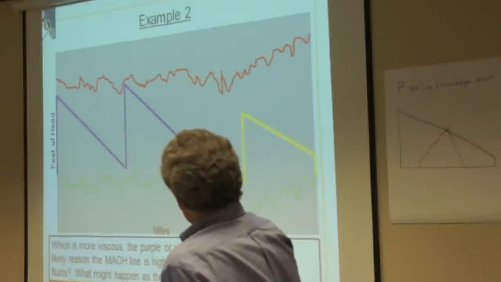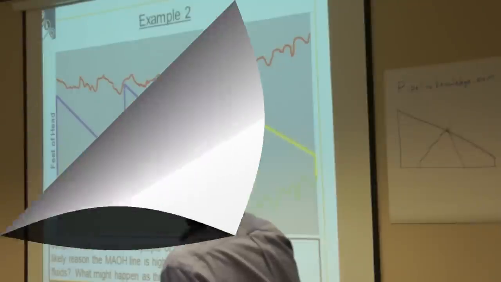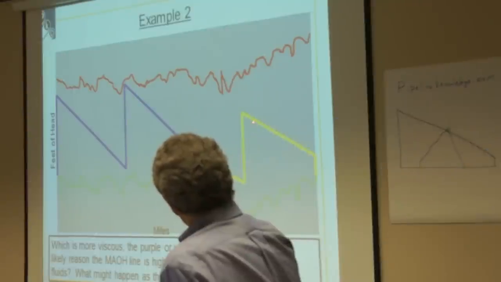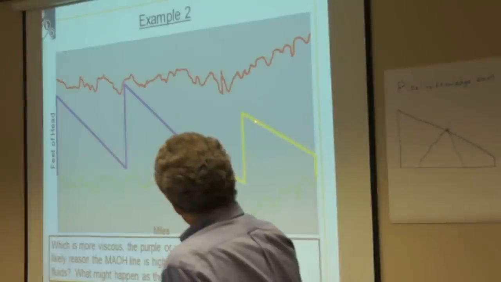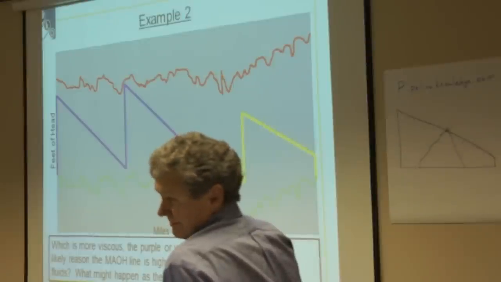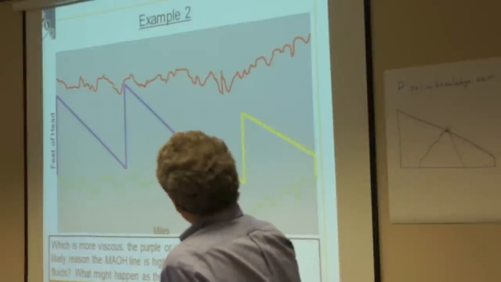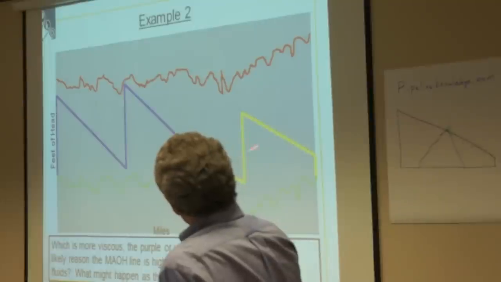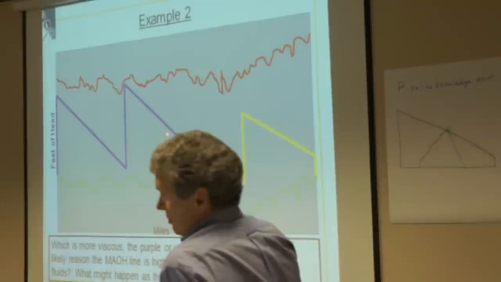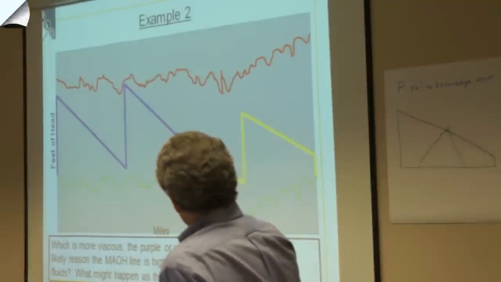Okay, here's another example. Which is more viscous, the purple or the yellow? Why do you want to say yellow? Because of the slope. So is this slope more or less than that? The slope there looks like it's not as steep as the slope here. Yeah, true. So it's the other way around. This is going to be less viscous than that, because this has more pressure loss per mile.